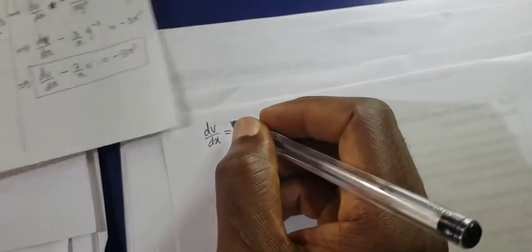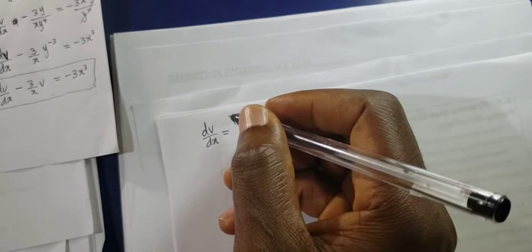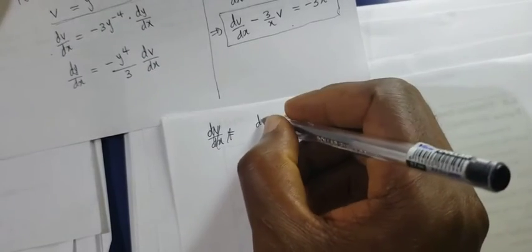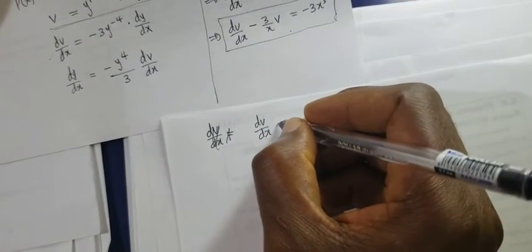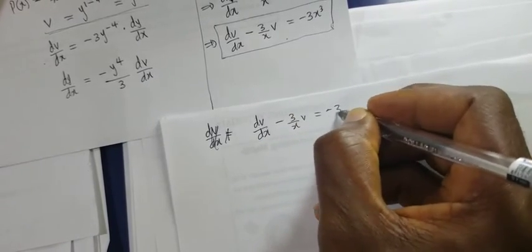All right, so let's quickly solve this linear equation at this end. Let's write it out first. So this is dv/dx minus 3 over x times v is equal to minus 3x cubed.